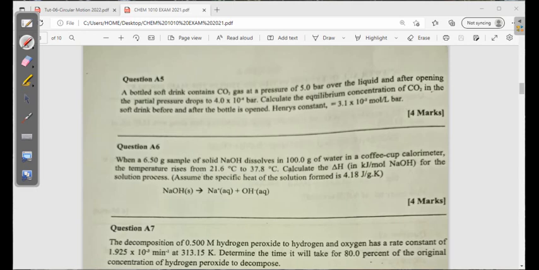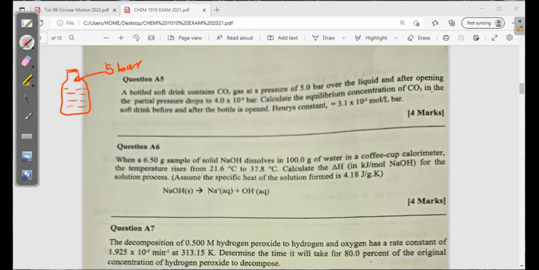A bottled soft drink contains carbon dioxide gas at a pressure of 5 bar over the liquid. So we have a bottle, and it has been closed. There is a liquid inside, but on top of the liquid we have 5 bar of carbon dioxide. After opening, the partial pressure drops to 4.0 times 10 to the power negative 4 bar. So that becomes the new partial pressure.